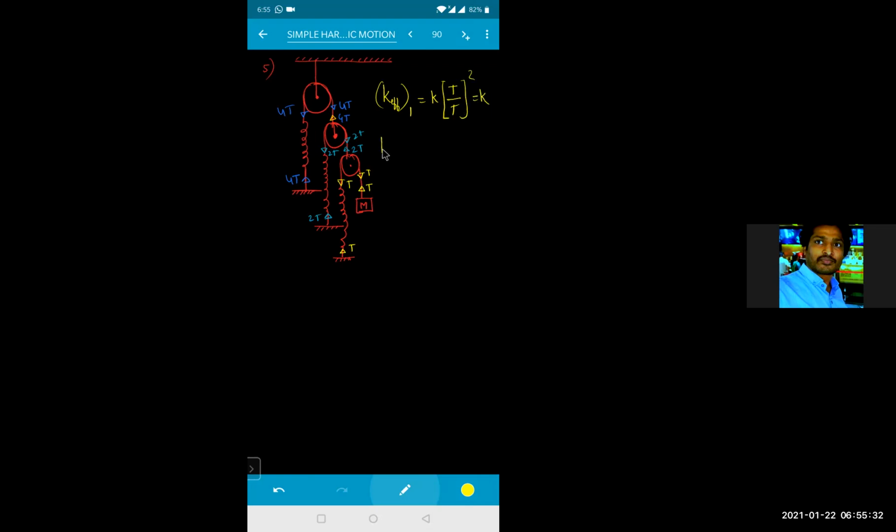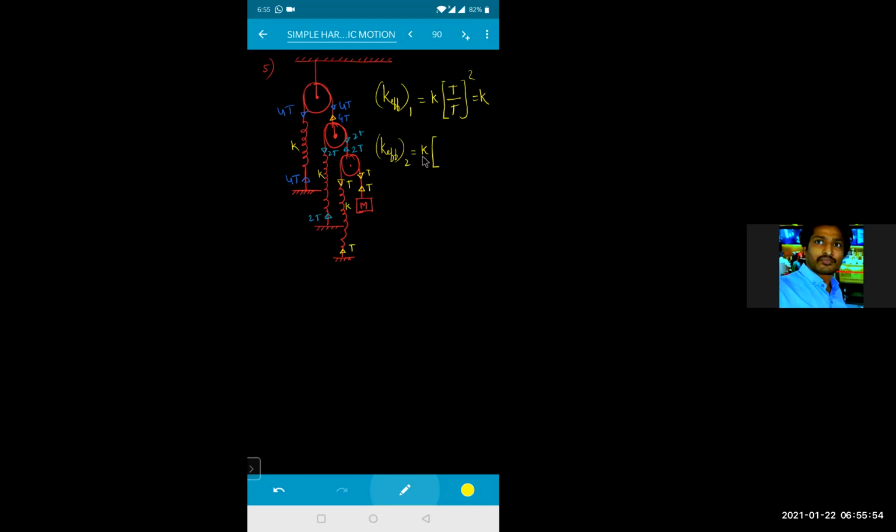K. In the same way, let us take K effective 2, the second spring. All the spring constants are the same, beta. This one is K, this one is K, and this one is also K. That is equal to K into the tension on the block divided by the tension on the spring, the first one.